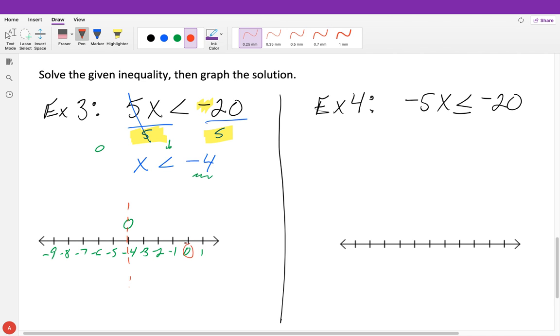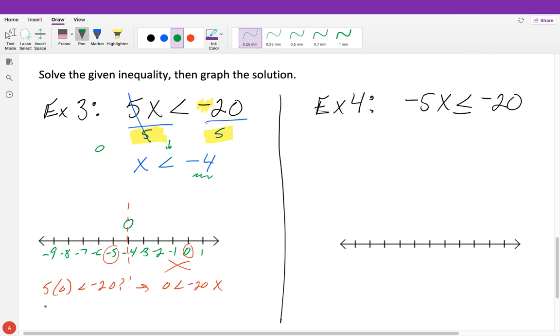I'm going to pick 2 points. Whenever I can, I'm going to pick 0 or 1 because those are the easiest numbers to multiply with. So I'm going to plug in 0 and I'm going to plug in negative 5. So 5 times 0, is this less than negative 20? Well, 5 times 0 is 0, and 0 is not less than negative 20. So no, this side of the region does not work.